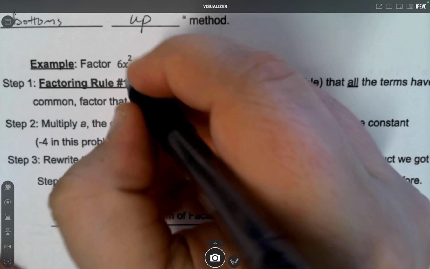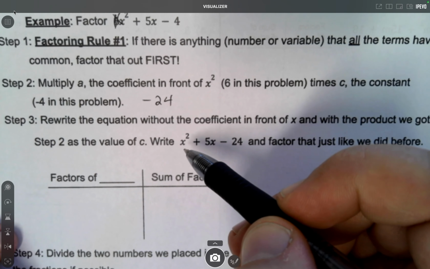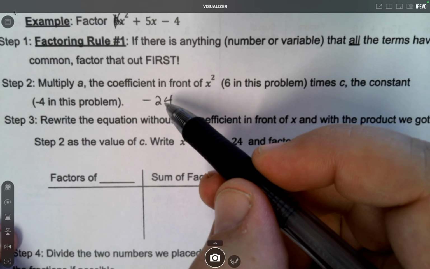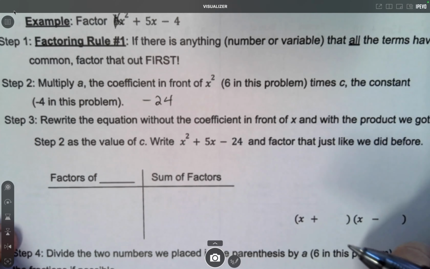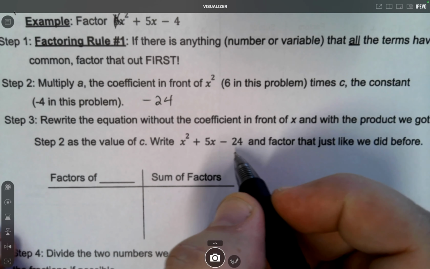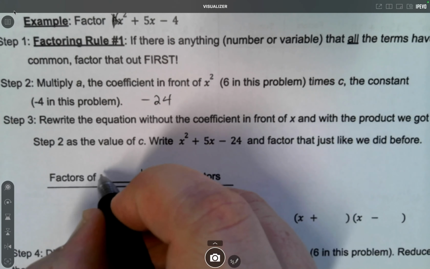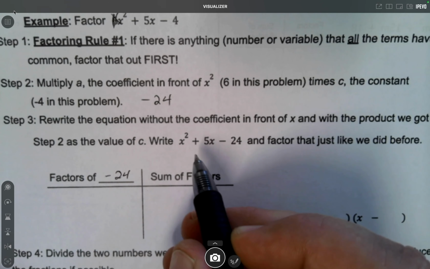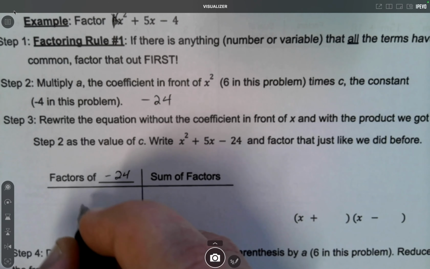Sorry. And we're going to put the minus 24 in where the 4 was. So we removed the 6, because it's a pain. We'll get rid of it. And we're going to change the constant to minus 24. And we're going to factor it just like we did before. Okay, so we want factors of negative 24. That means we need one positive and one negative. And since this is a positive, I know the bigger one will have to be positive.